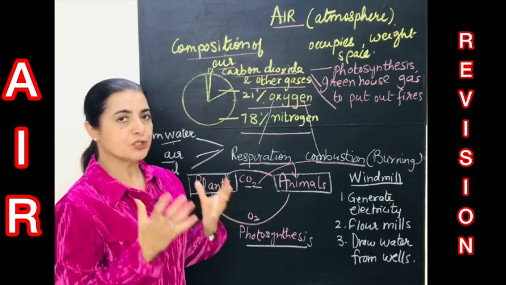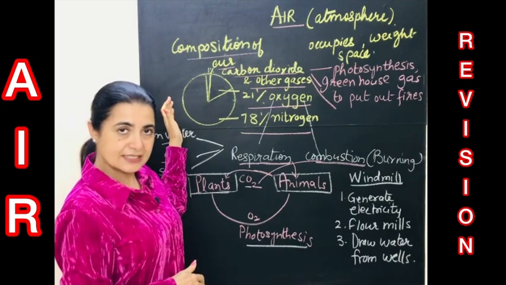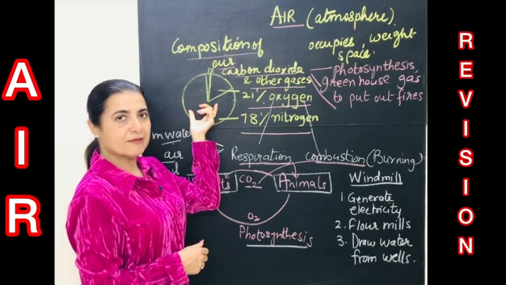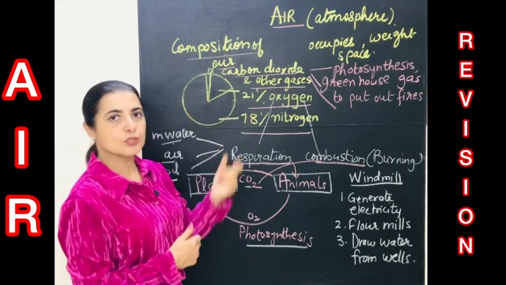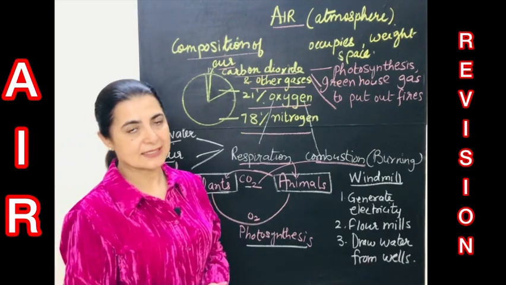So, air की composition क्या है? This diagram is very important from the exam point of view. You should learn this diagram and practice it. So, air mainly has nitrogen, which is 78%, and then it has oxygen, which is 21%, and 1% is your carbon dioxide and other gases.